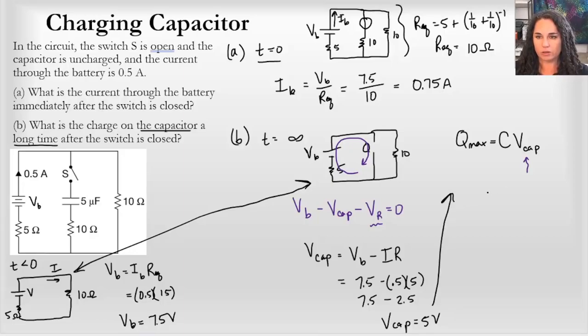Now I can calculate my Q max. The capacitor is 5 microfarads. I can see that on the picture there. They didn't type it out, but I can see it on the picture. 5 micro, and then the voltage across the capacitor is 5. So when I calculate Q max, I'm going to get 25 microcoulombs.